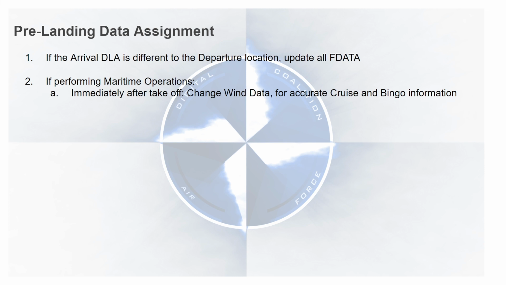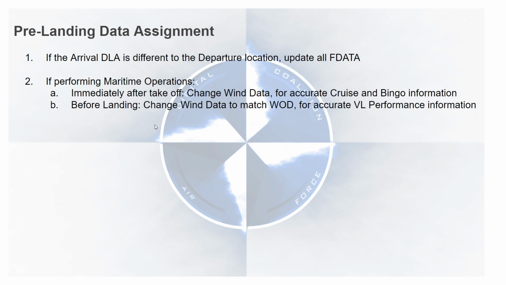So when you're doing the F data for a short takeoff, you want to make sure that the wind matches the wind over deck, which may not always match the actual surface wind in the game. So after you take off, obviously if you want accurate cruise and bingo information, you don't want it reading that inaccurate wind over deck setting, so you need to change it to the actual wind value.